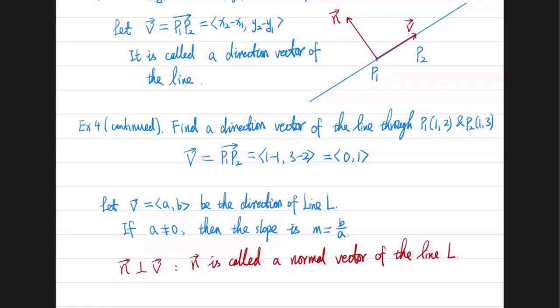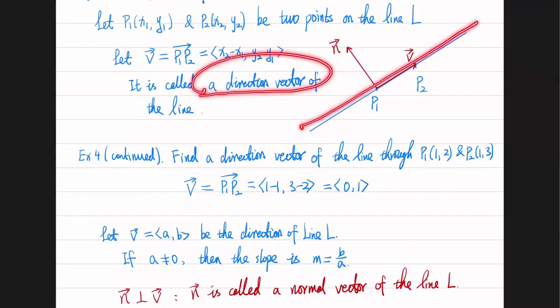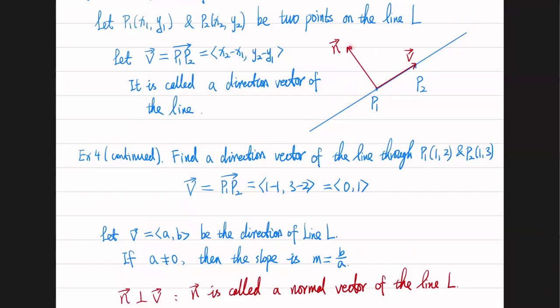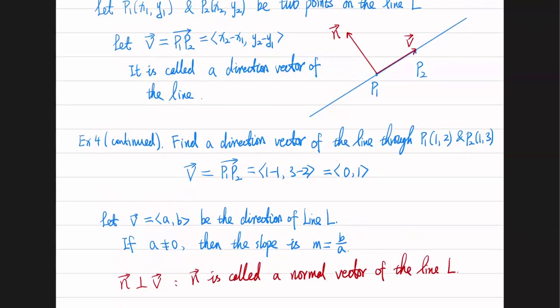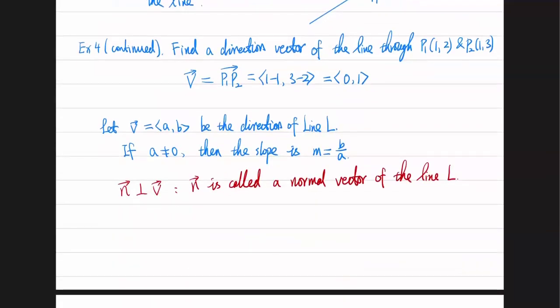Another notation. First, we introduced the direction of the line, which is where the line moves. The line moves in that direction. Then we introduce the normal vector, which is perpendicular to the direction of the line. Now think about it. Given a direction, can you find a normal vector?